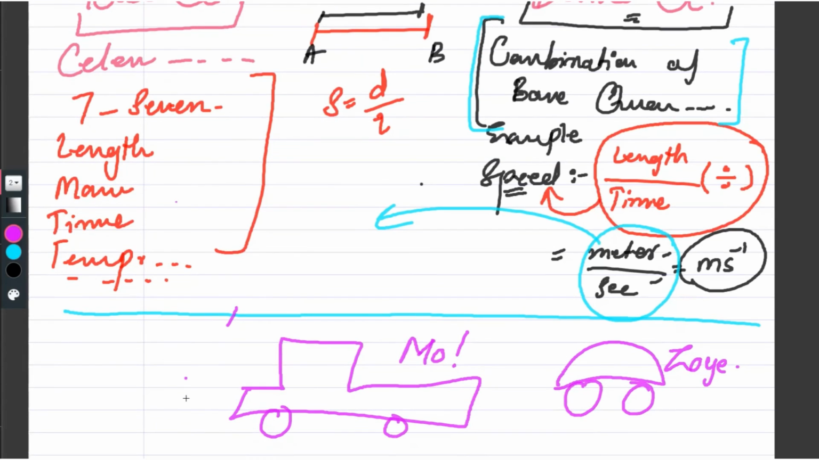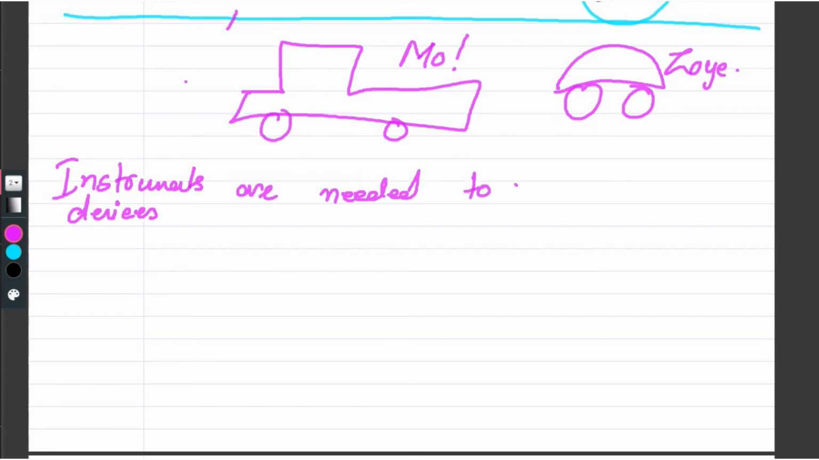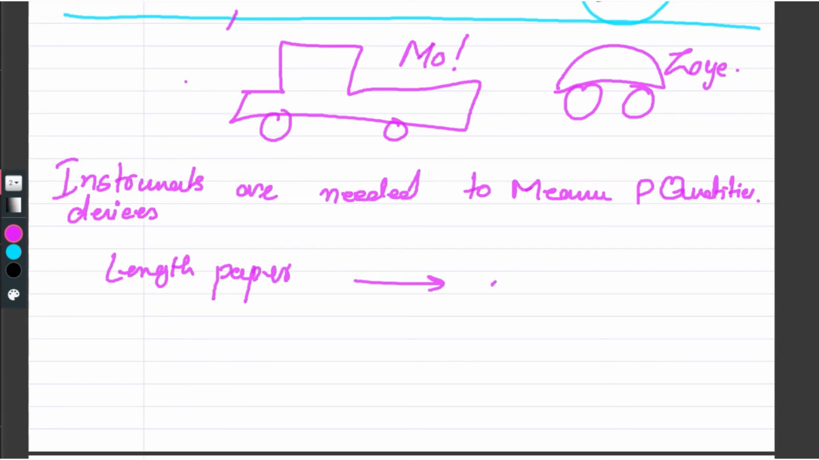To measure all the physical quantities, whether they are base or they are derived, we need instruments to measure. So this is a main thing. Instruments are needed, or you could say devices. Different devices are needed to measure physical properties or physical quantities. For example, if you just want to measure the length of a paper, you need an instrument, and the name of that instrument is a scale or a ruler, isn't it? Yep.